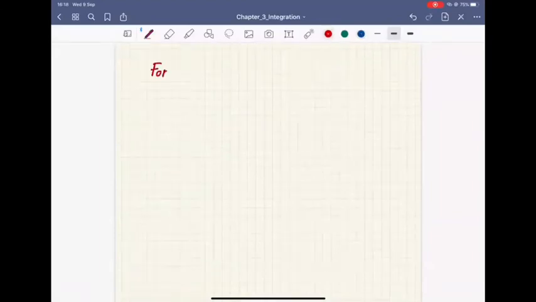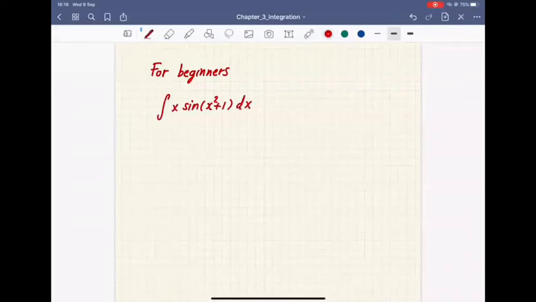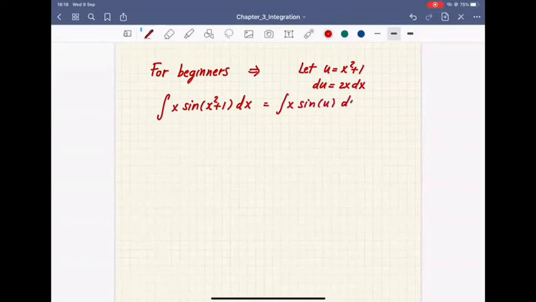So this is for beginners. Well, when you integrate, let's say if I want you to integrate x times sine of x squared plus 1, for example, this, for beginners, I would recommend you to say, hey, Ajahn, I'm going to let u be x squared plus 1. And then I have du equal to 2x dx. And then you go from there. So you switch it to be x and then sine u and then du over 2x. This is for beginners.